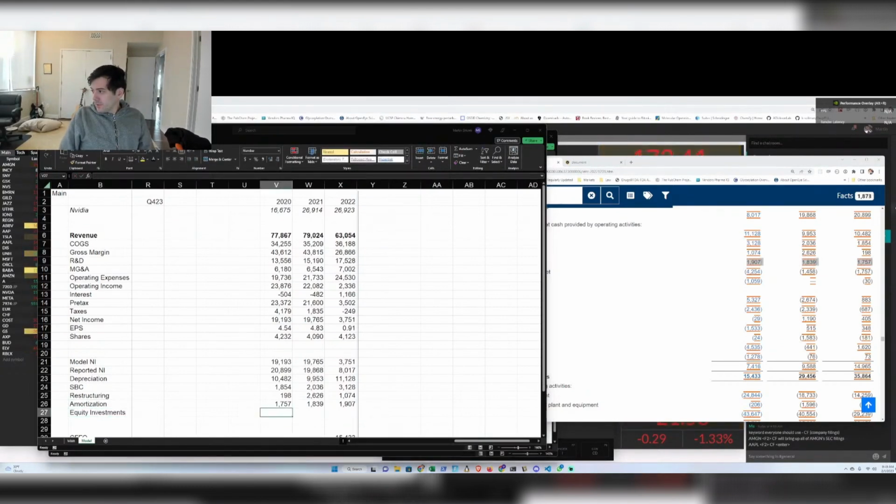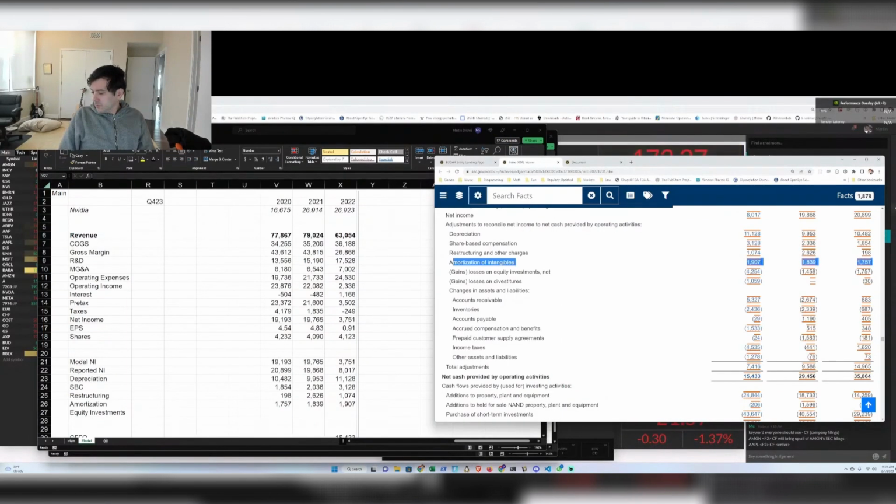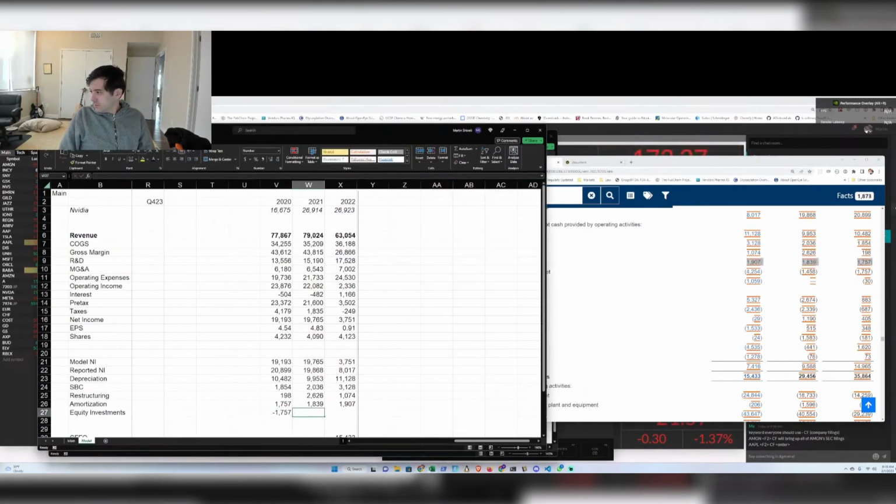Amortization is like depreciation, just for intangible items. All right, divestitures.